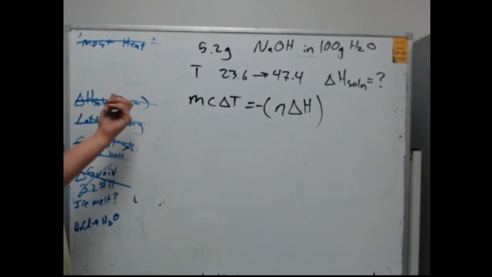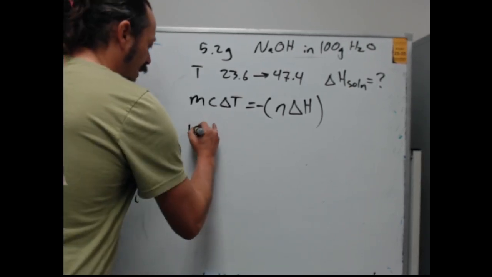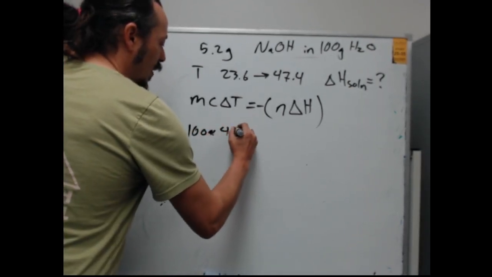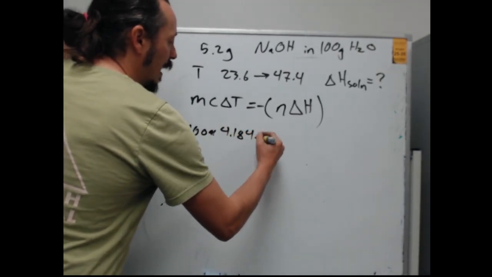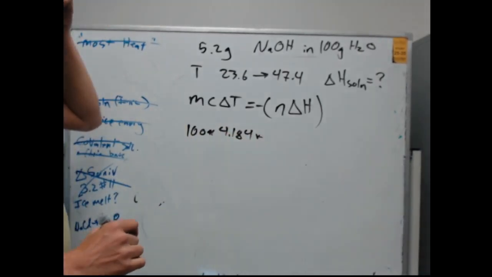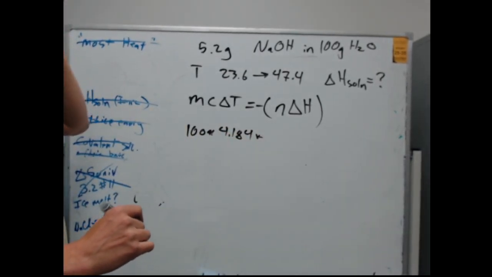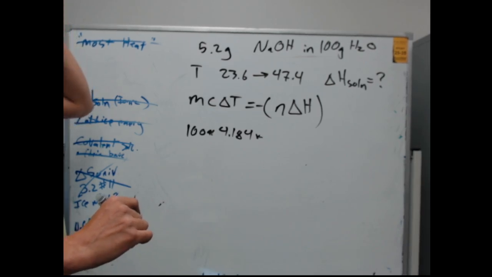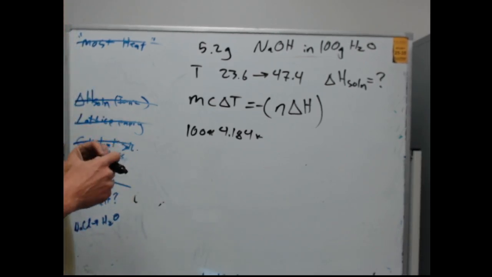Now we start plugging in things we know. I've got 100. I've got 4.184. That's what I was confused about, because in the answer sheet, or like the worked through problem of this, it wasn't 100, it was 100 plus 5.2. Oh, that would be more correct, right? Because it's got the total solution.